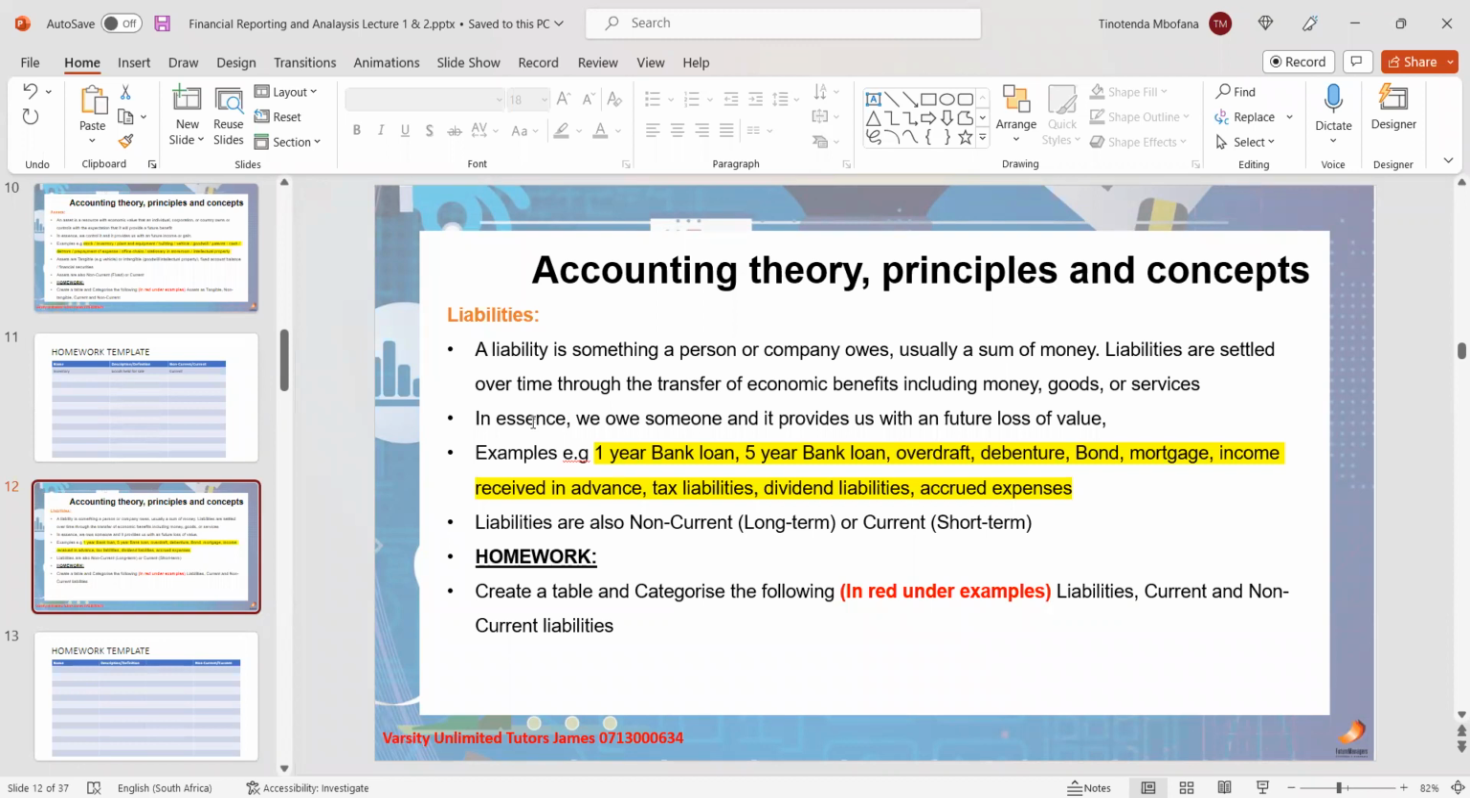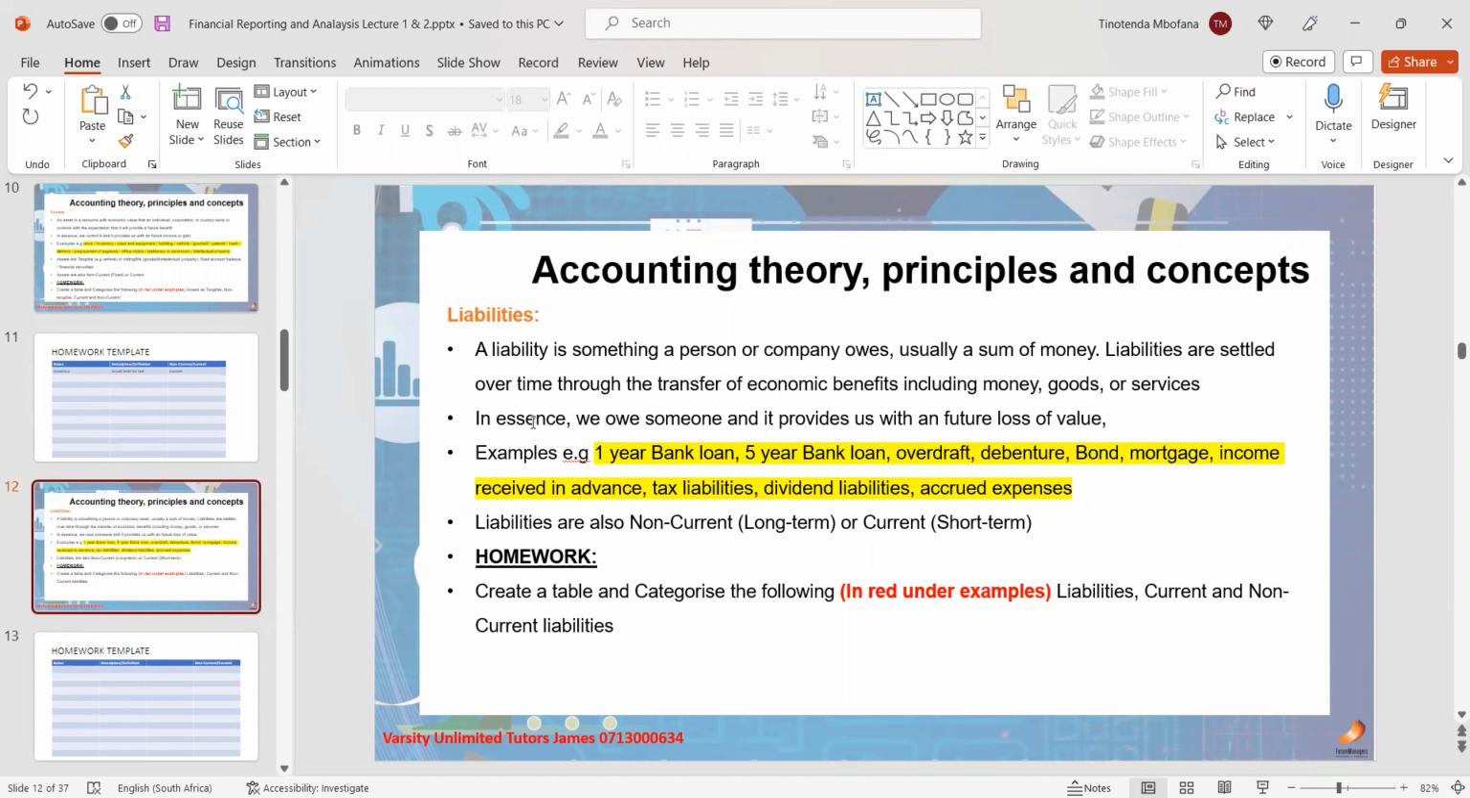So for example, I know some of you guys, maybe you go to Mr. Price and you've got an account with Mr. Price. You take some products from Mr. Price, right? Once you take those products, you don't pay for them. You pay for them maybe next month or after 2 months. So during that period of time before you pay for the products, you have a liability, which means you owe Mr. Price that amount of money for the products that you've taken. So that's what a liability is.